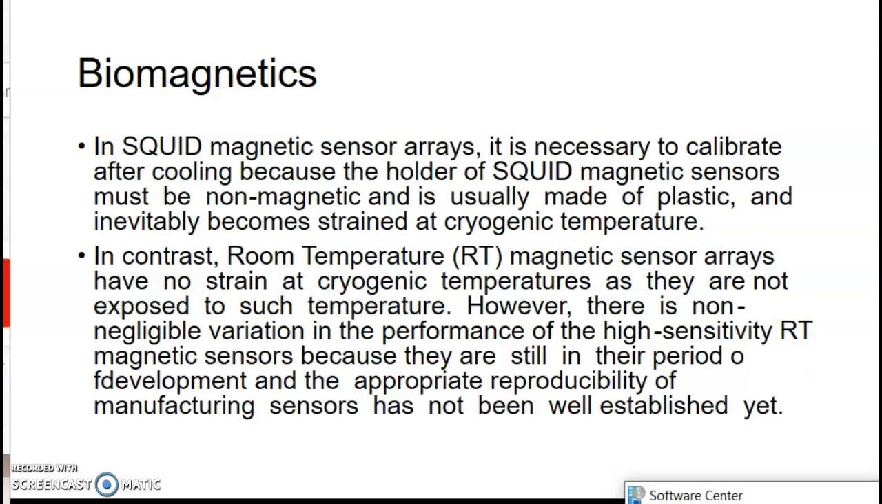So there's another technique that is kind of evolving right now. It's room temperature magnetic sensor arrays, and they have no strain at cryogenic temperatures because they're not exposed to them, hence the name room temperature. However, there is some non-negligible variation in the performance of these magnetic sensors because they're still being developed and the science behind it is still evolving. And appropriate reproducibility of the manufacturing of sensors has not been well established yet.